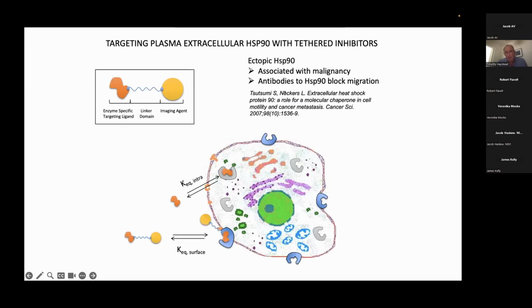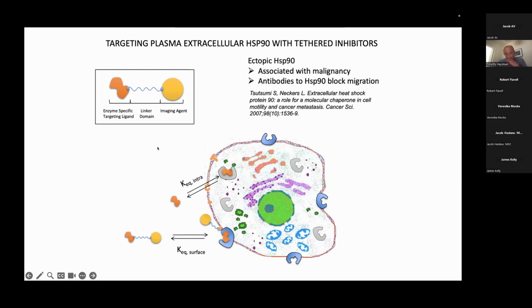It started with a close colleague of mine, Len Neckers at the NCI, who told me antibodies to HSP90 could block cells migrating in a scratch assay, and he thought it was involved in metastatic progression. So we got interested in that. And because we are sort of a chemical biology laboratory, we decided to make a ligand that targets based on our original co-structure of our HSP90 inhibitor, which we tether to an imaging agent.